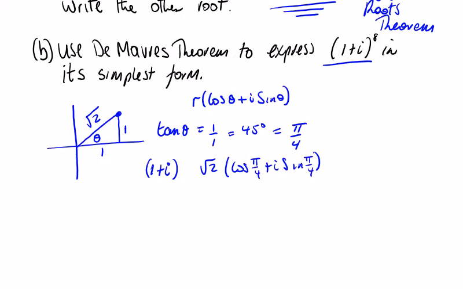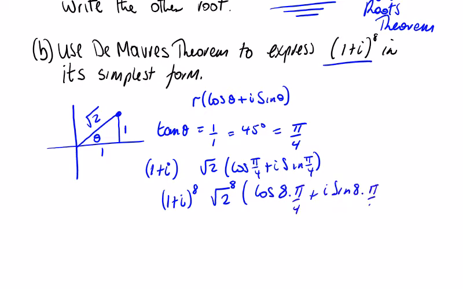So applying the power of 8, it raises the modulus to the power of 8, and the 8 goes in front of the angle. So the cos of 8 times pi over 4 plus i sine 8 times pi over 4. Now 45 degrees by 8: 320 and 40 is 360. So we can use the unit circle here. √2 to the power of 8 is √2 to the power of a half, to the power of 8, which is 2 to the power of 4, which is 16.